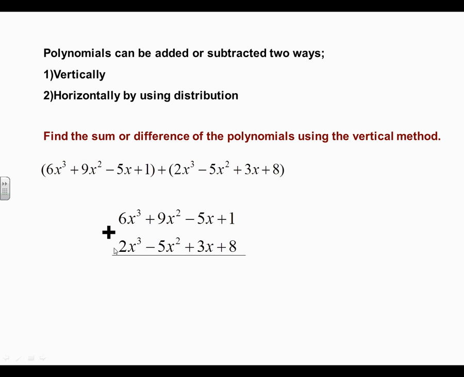So 6x cubed plus 2x cubed is 8x cubed. 9x squared plus negative 5x squared is 4x squared. Negative 5x plus 3x is negative 2x, and 1 plus 8 is 9.